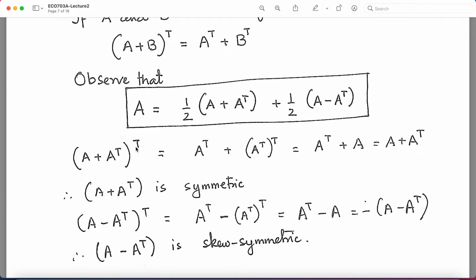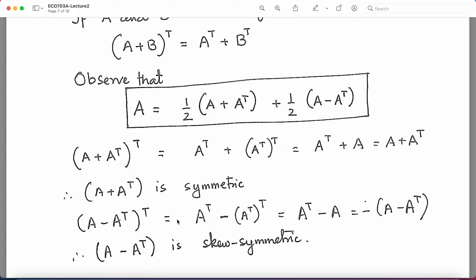Take (A plus A transpose) transpose, where you apply this formula, (A plus B) transpose is A transpose plus B transpose: A transpose plus A transpose transpose. A transpose transpose is again A, which is obvious, which I do not have to tell you, and which means I get again A transpose plus A, which is A plus A transpose. So, here I have symmetry. So, this is the symmetric part.